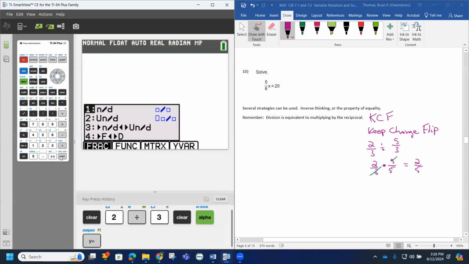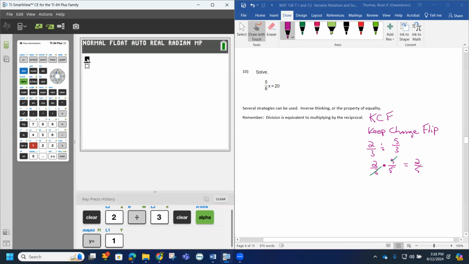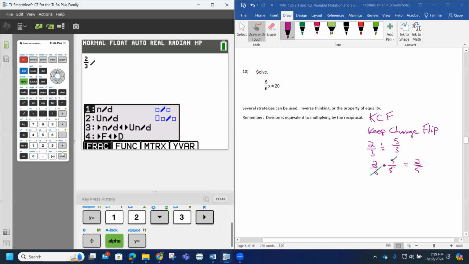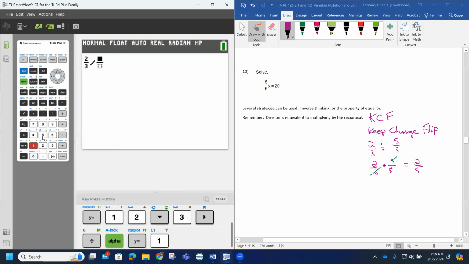So if I choose number 1 there, notice how it gives me a format of a fraction. So if I fill in the little format 2, then put a 3, come over, put a division symbol. And then if I go alpha F1 again, I can use number 1, and that'll give me this 5/3, 5 on top and 3 on the bottom. If I hit enter, I should get 2/5, which is what I have.